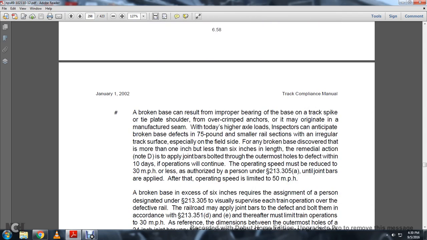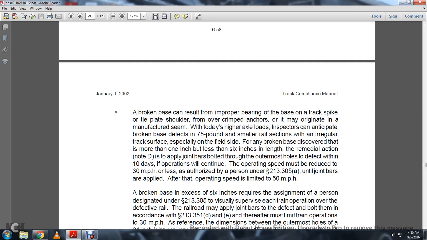A broken base with a cut can result from improper bearing of the base of the track spike, the tie plate shoulder, or overcrimped anchors, or from the original manufacturer's seam. With today's higher axle loads, the inspector can anticipate broken base defects, especially in the 75 pound smaller rail section and where there is irregular track surface, especially on the field side.